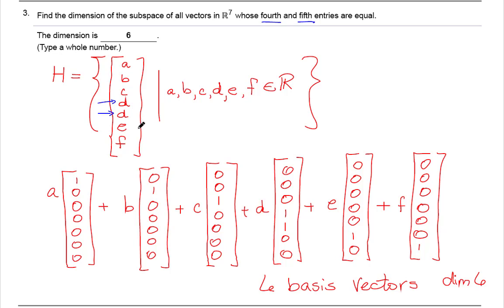So what that means is I'm going to split it with everything that has A in it, B, C, D, E, and F. A, B, C, E, and F are essentially our normal basis vectors for Rn. It's only D here where it is repeated in the 4th and 5th place that you have 2 1s. So how many of these vectors are there? There are 6 basis vectors, and so the dimension is 6.